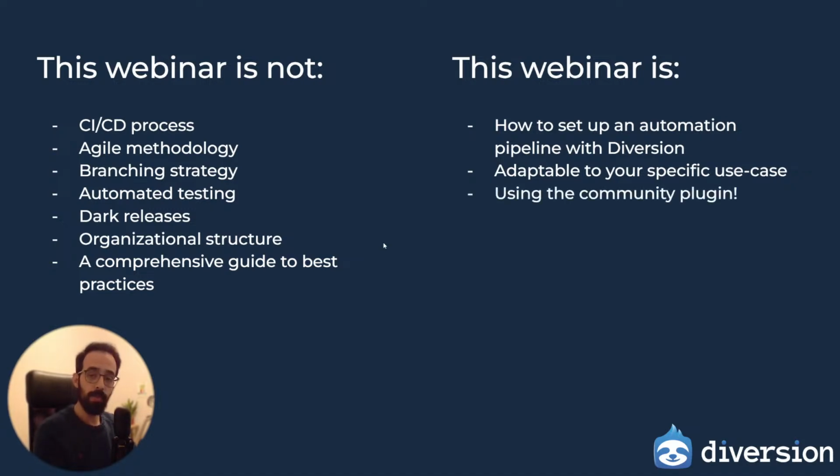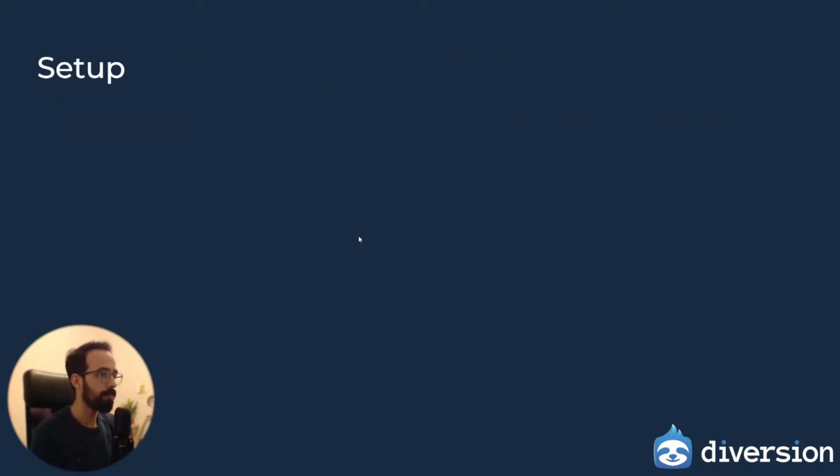And I'll be showing off our community plugin. We actually have a community Jenkins plugin developed by our great friends at Super Studios, who are using Diversion with Jenkins as part of their day-to-day process. And they created a plugin that's out on the Jenkins marketplace, and we'll be using it today.